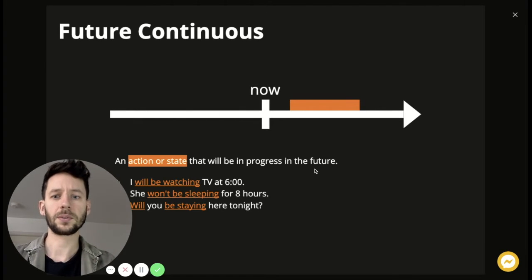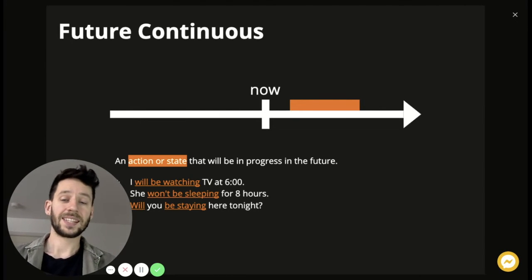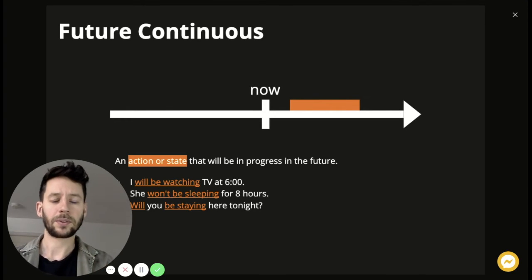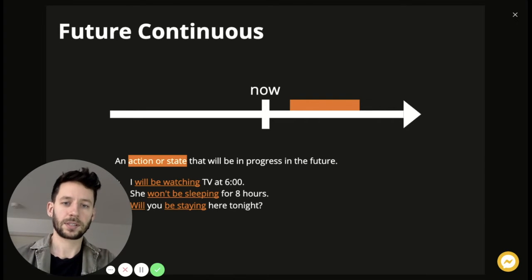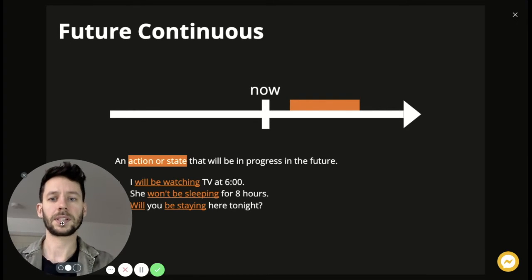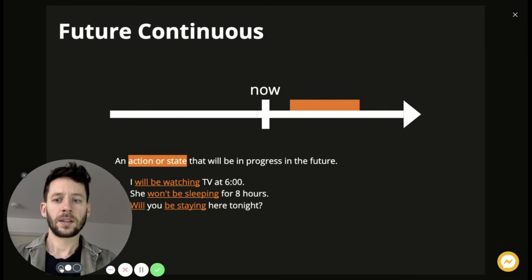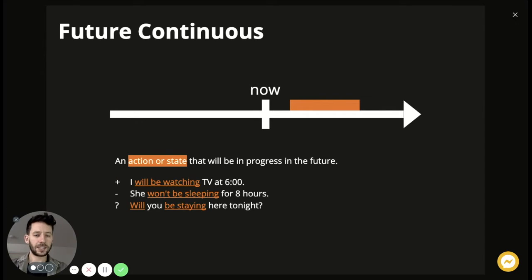So the future continuous, obviously it's in the future. So we're talking about the future, and we're talking about an action or a state that will be in progress in the future. Okay, so it's an action or a state, and it will be in progress in the future. Look at the example here. I will be watching TV at 6 o'clock.